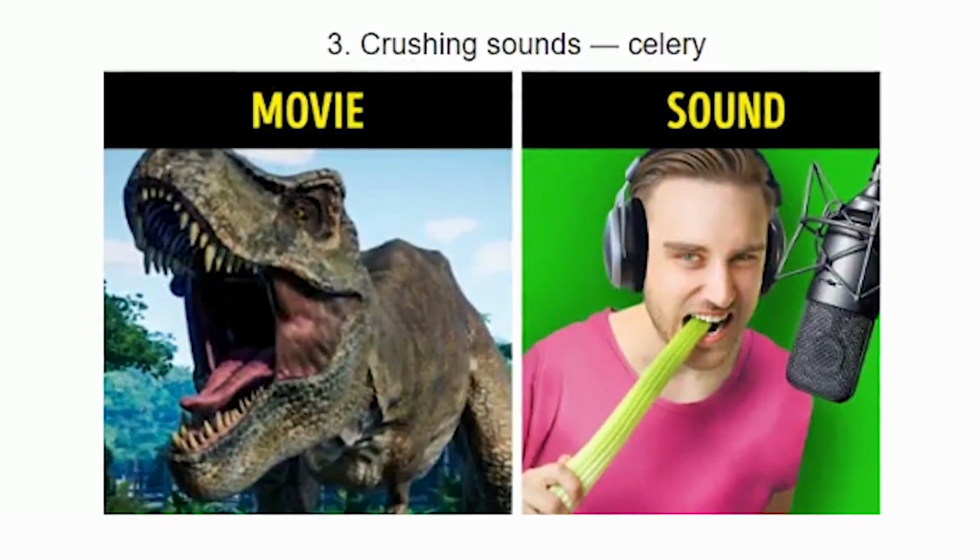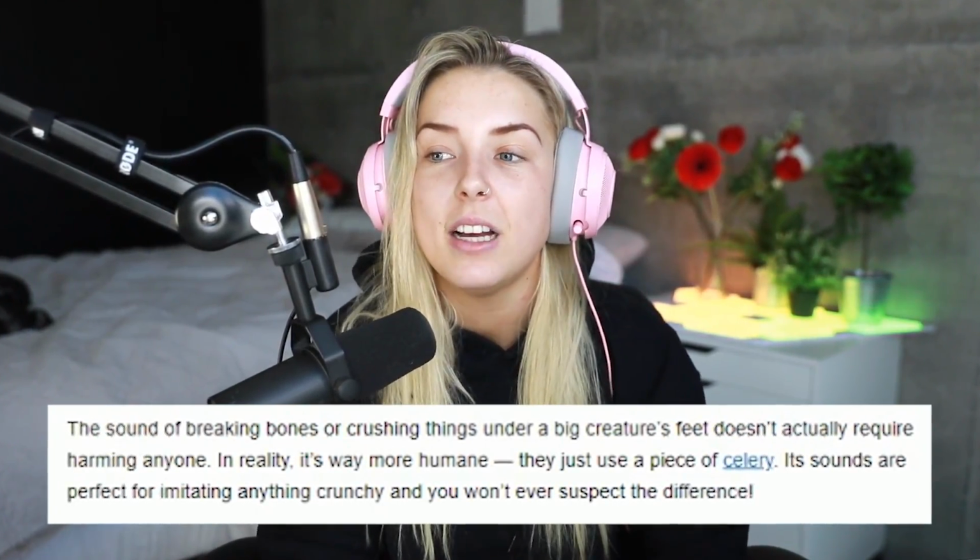If you ever hear crushing sounds, it's probably celery. Yeah, literally just a vegetable. Is celery a vegetable? A salad? I don't know. The sound of breaking bones or crushing things under a big creature's feet. So if you hear a T-Rex crushing people's bones, and I was pretty much making the exact same sounds. Maybe I should be a Foley artist.